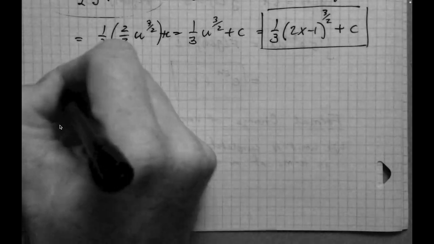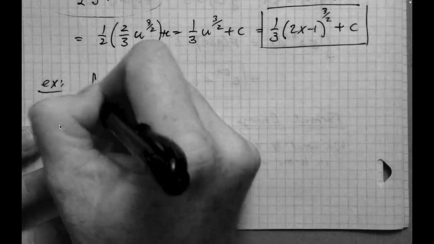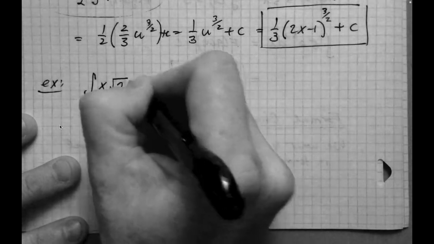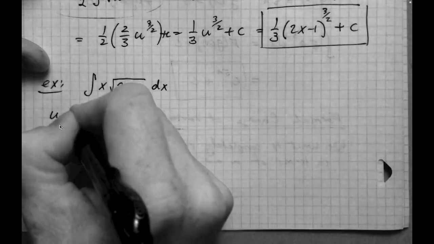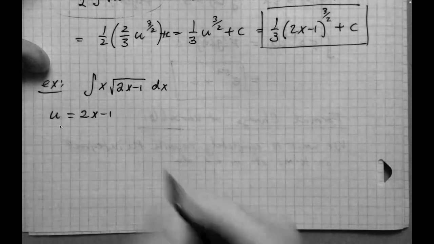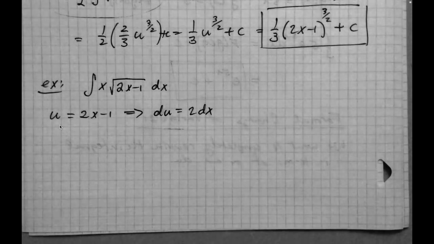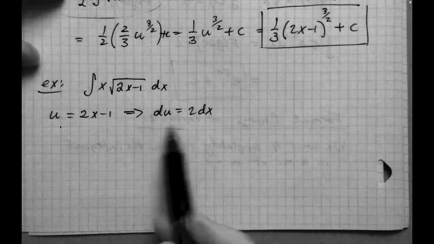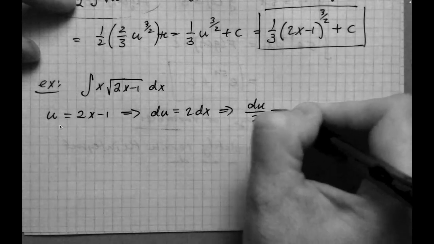Okay, let's do another example. Let's evaluate the integral of x times the square root of 2x minus 1 dx. Okay, so here we want to let u equal 2x minus 1. So then du is equal to 2 dx. All right. So we can say that du over 2 is equal to dx.